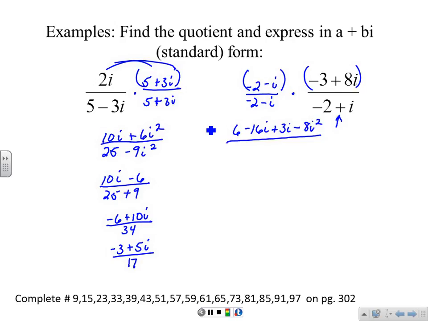And then on the bottom, now this is your pattern. It is a sum and difference, so you can do first times first and last times last. So negative 2 times negative 2 is going to be positive 4. And negative i times positive i is going to be negative i squared.